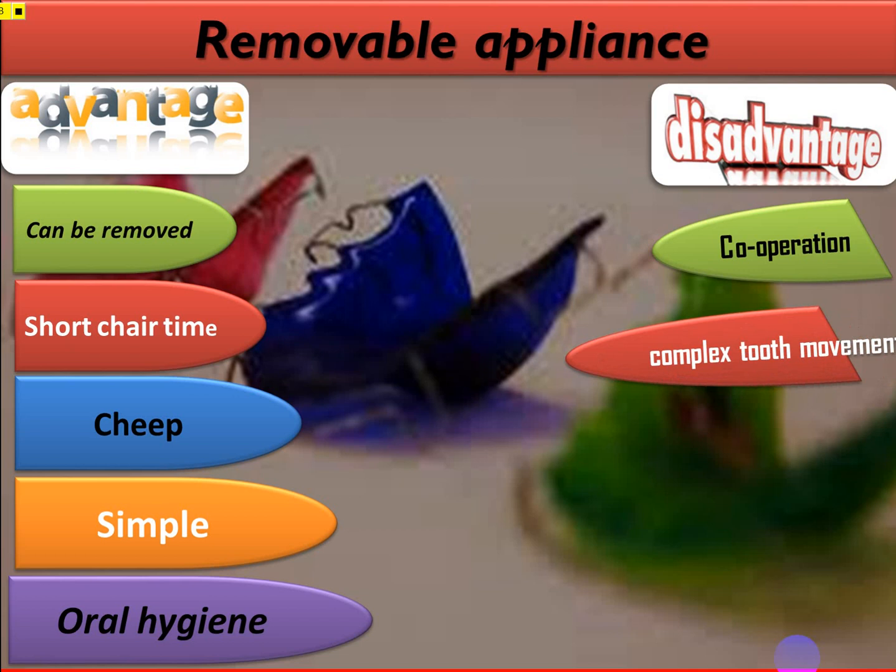Second, complex tooth movement cannot be created by removable appliance. I mean, the removable appliance is unable to give me a complex tooth movement. I can't get a torque movement by removable appliance. I can't create or produce a bodily movement by removable appliance. No, I can't. I can only produce the tipping movement and simple rotation. So this represents a disadvantage.